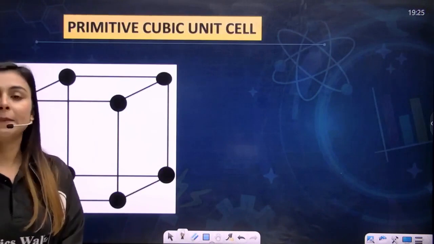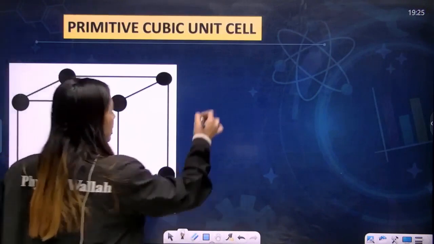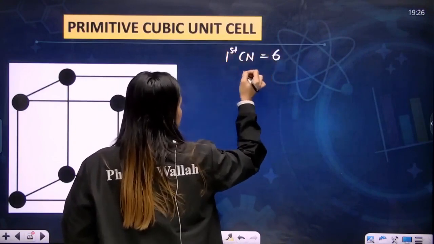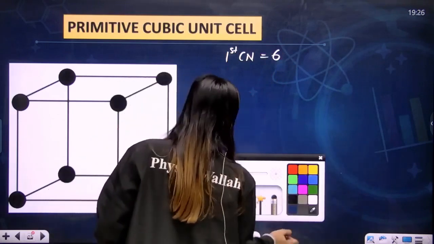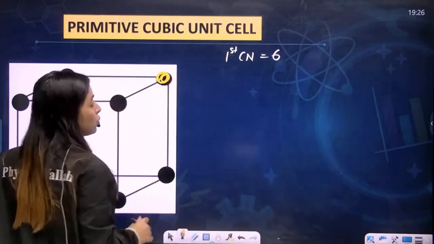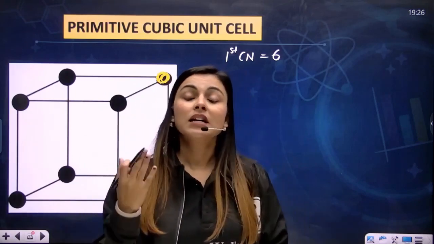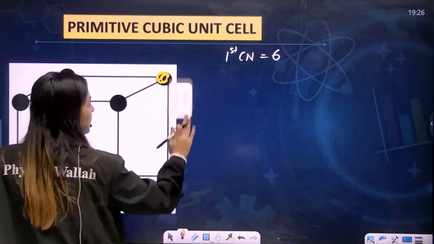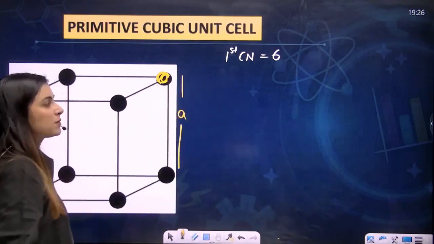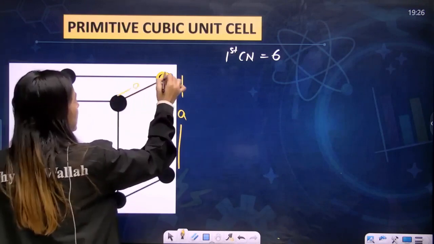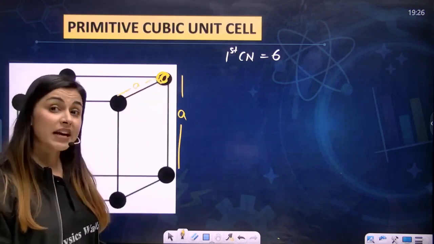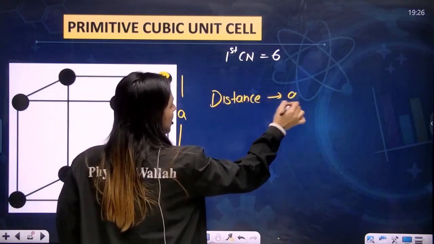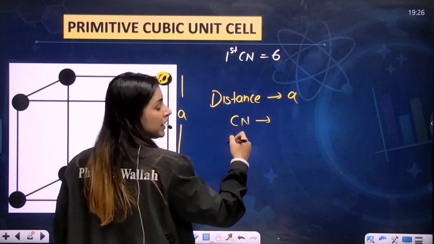Let's try to apply that trick in the primitive unit cell. We calculated that the first coordination number came out to be 6, right? Yes. Now let's see whether it is 6 or not. This is your reference atom, and you know that in a primitive unit cell, atoms are in contact with each other along the edges. So the minimum distance would be A, because these both will touch each other, right? Yes. So can I say that the distance is A? So what will be the coordination number? Any multiple of A is 6.